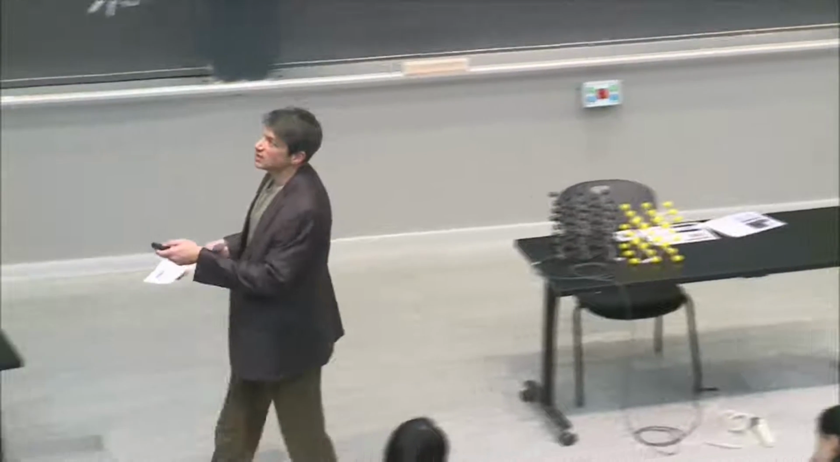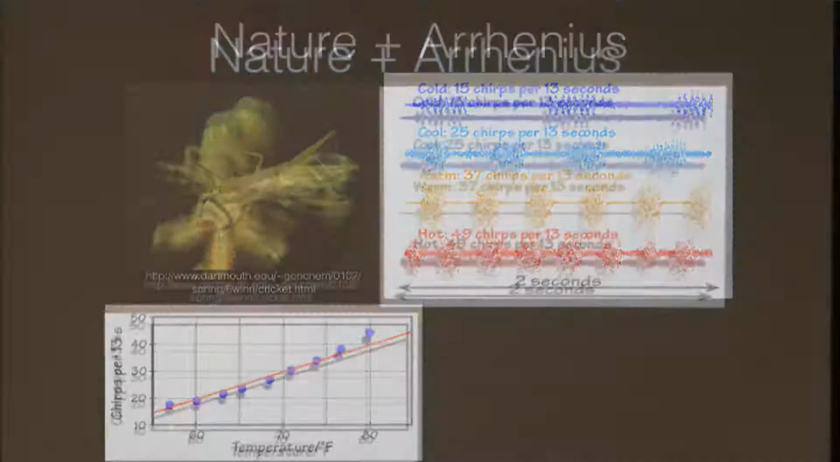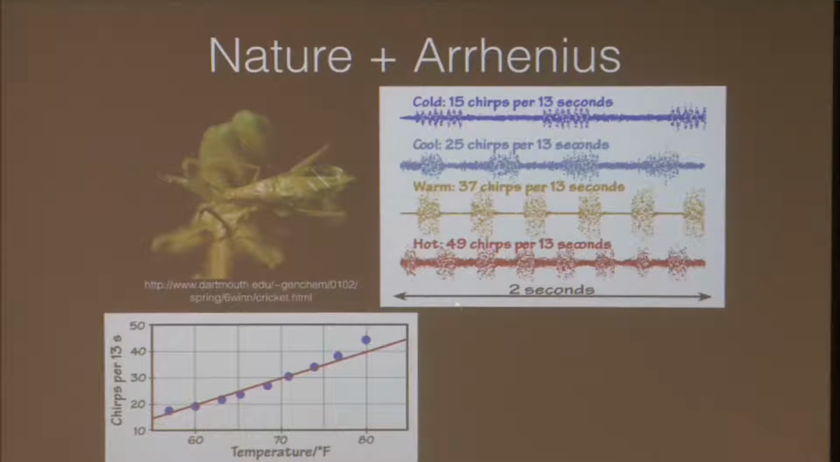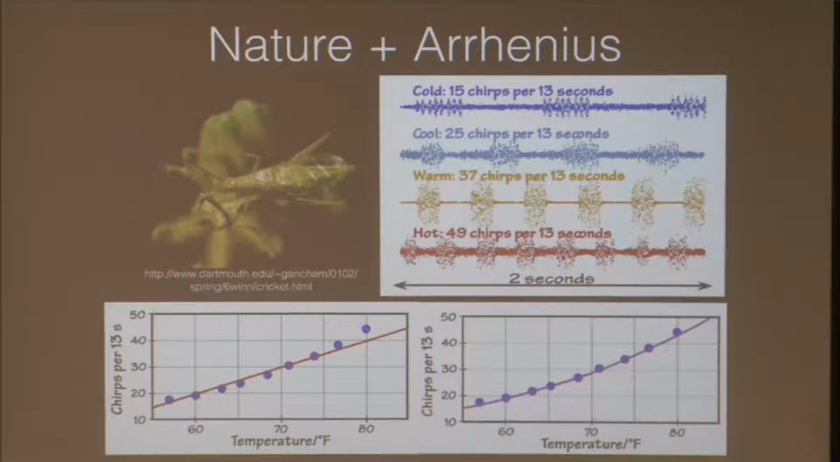So the first thing they did is plot the data: chirps per 13 seconds. Then they're all sitting there trying to fit a straight line to it. And then someone from this class is visiting and says, you know what, I think this looks like a thermally activated process, so it's probably exponential. And then they fit this nice exponential, and it fits the cricket chirping beautifully.